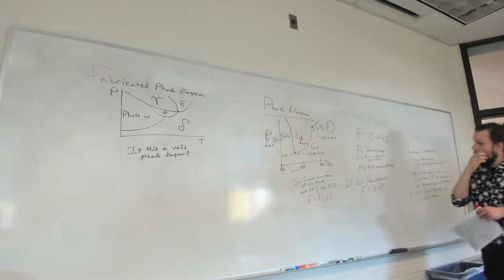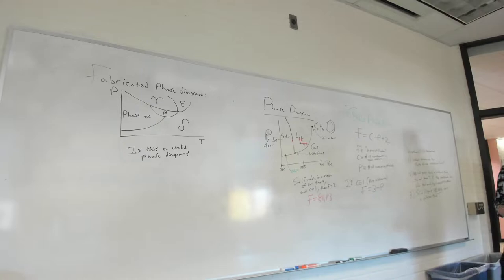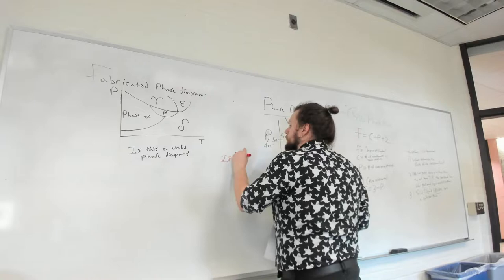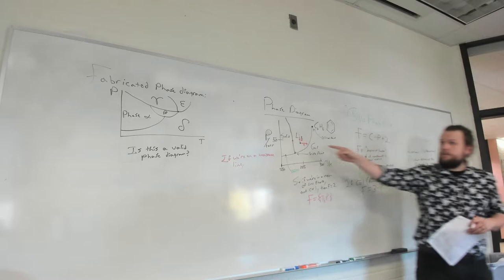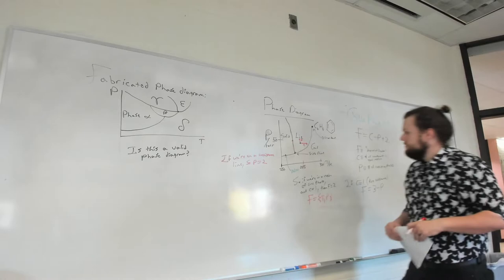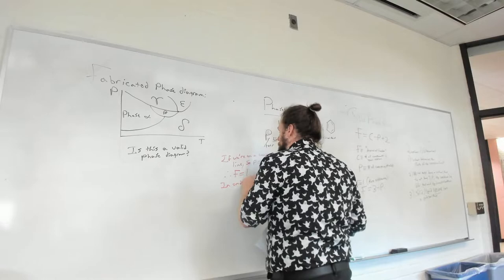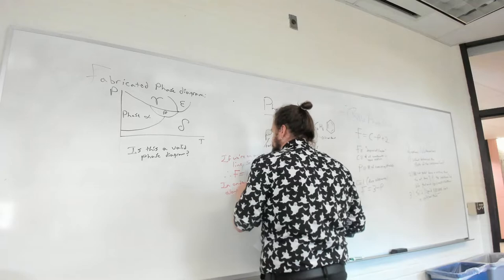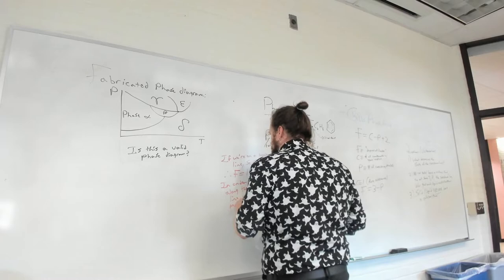Okay, so what if we're on a coexistence line? What if we're here instead? In that place, we have two phases. At this point, the system is in equilibrium between solid and liquid. Both exist at this point. So P is equal to 2, which means F is equal to 1. So in order to stay along the coexistence line, we can only move along one variable and fix the other.